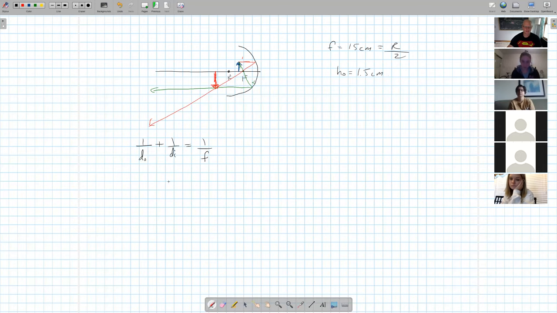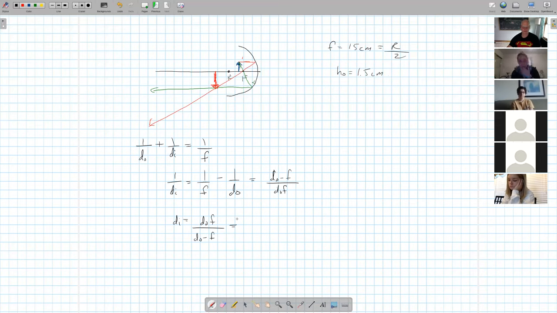So from here, if I want the image distance, I'm simply going to subtract this term over. So I get 1 over the image distance is equal to 1 over the focal length minus 1 over the object distance. Now I have to invert this, so I'm going to find a common denominator, which is simply this guy times this guy. So it's going to be the same thing as the object distance minus the focal length divided by the object distance times the focal length. So finally, this tells me that my image distance is going to be equal to the object distance times the focal length divided by the object distance minus the focal length.